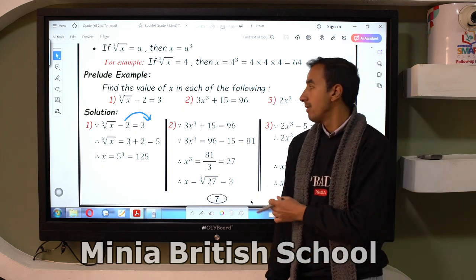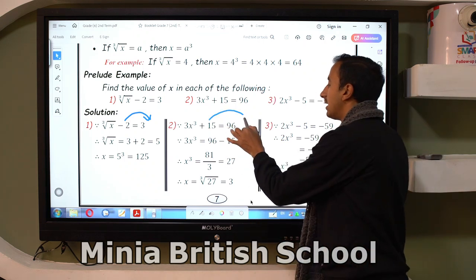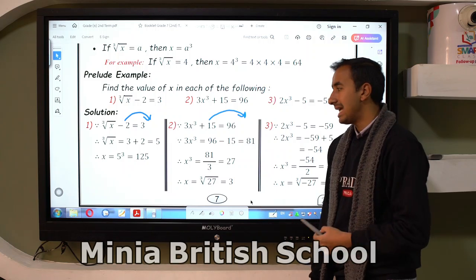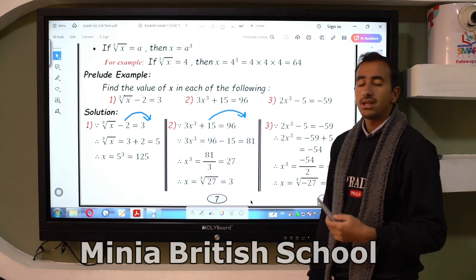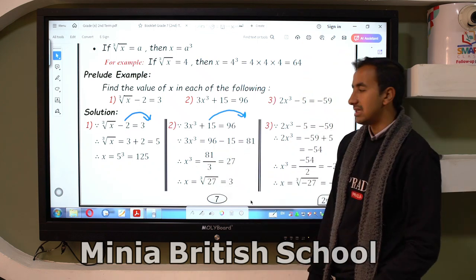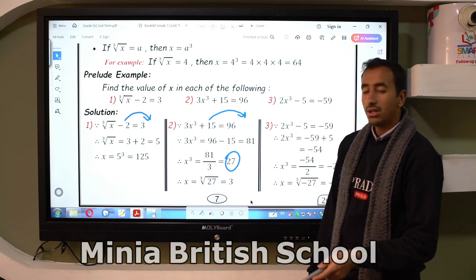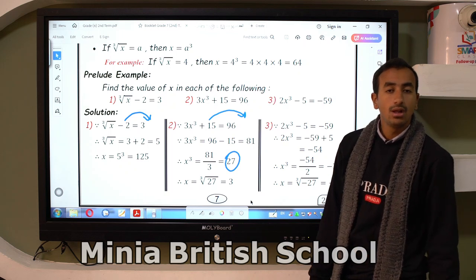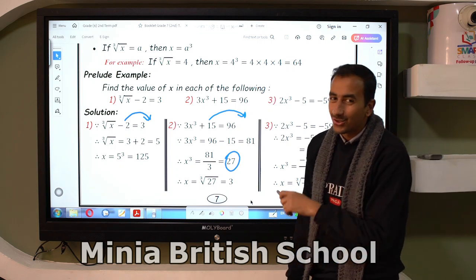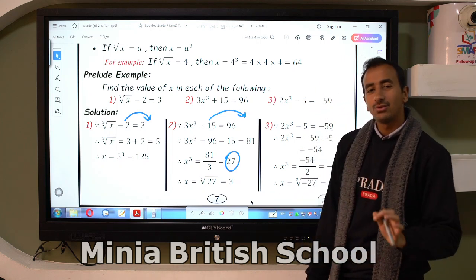Number 2: 3x power 3 plus 15 equals 96. You can move 15 to the other side by subtraction. 96 minus 15 is 81. So 3x power 3 equals 81. I need to find x. x power 3 will be 81 divided by 3, and 81 divided by 3 is 27. We have x power 3 equals 27. I need to find x: the cube root of 27 equals 3, or positive or negative 3? No, 3 only, because it's a cube root, not a square root. Be attentive with them. Yes, the cube root of 27 is 3.